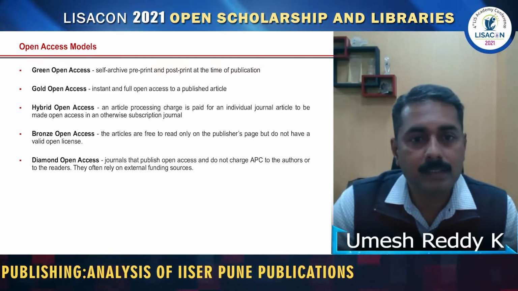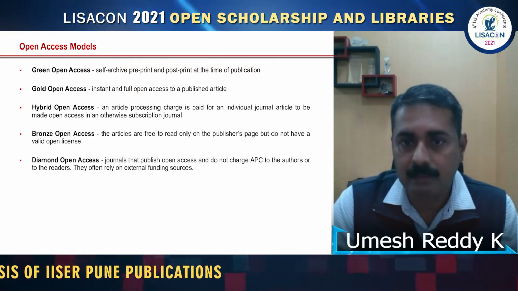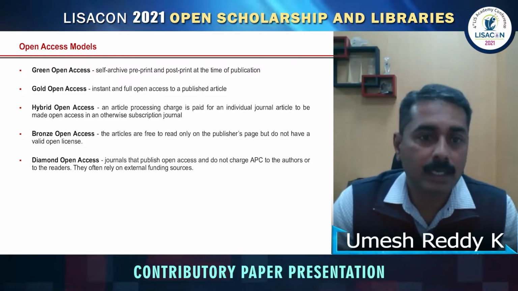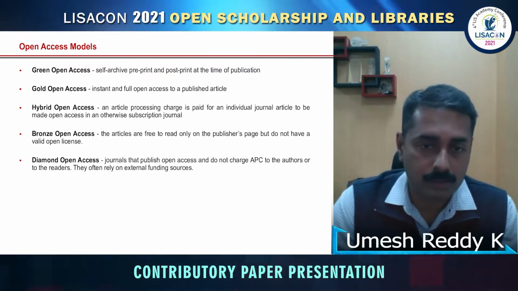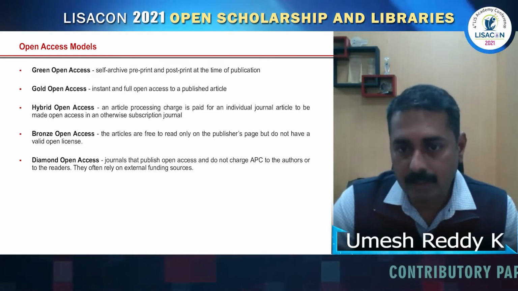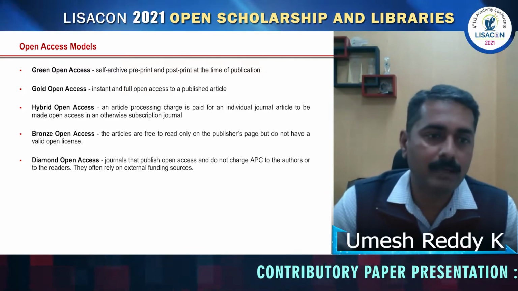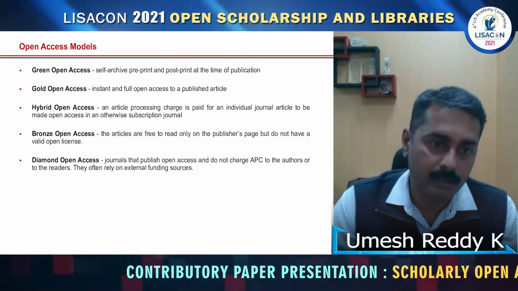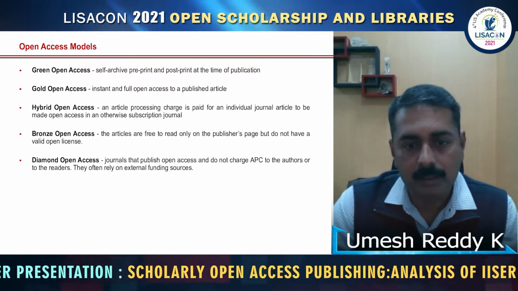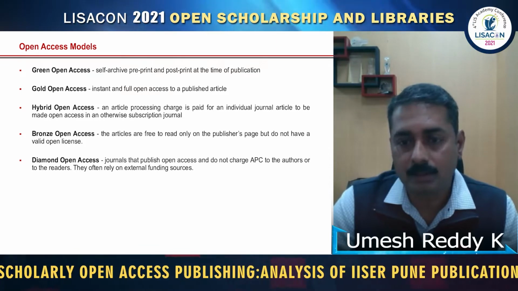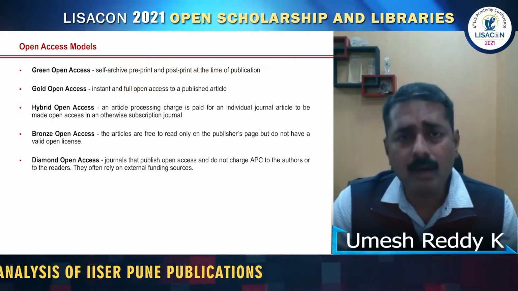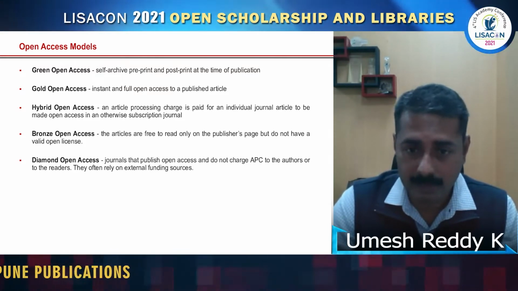In the hybrid open access route, an article processing charge is paid for an individual journal article to be made open access in an otherwise subscription journal. In bronze open access, the articles are free to read only on the publisher's page, but do not have any valid open license. In the Diamond open access publishing model, journals that publish open access and do not charge APC to the authors or the readers often rely on external funding sources.